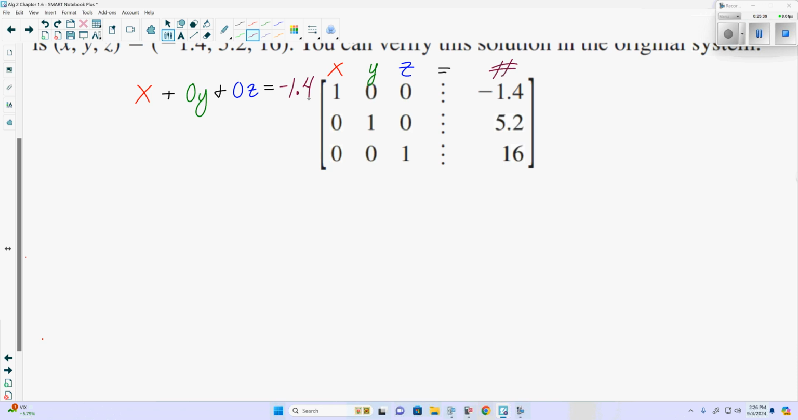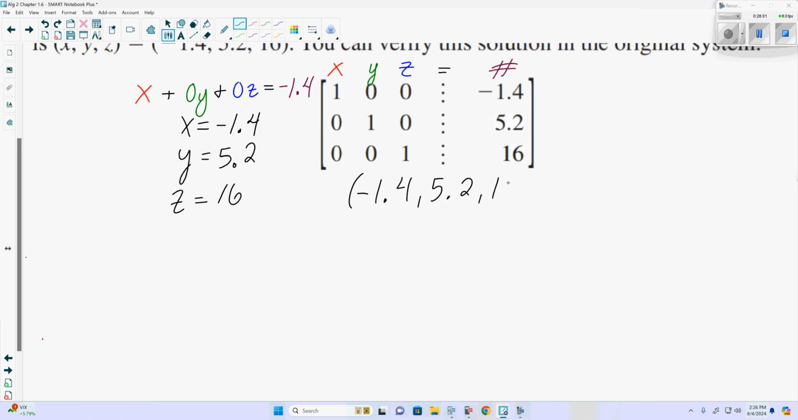Do we actually write an equation like that? No, we won't write the 0y, 0z. All this is saying is x is equal to negative 1.4. The second row is telling us y is equal to 5.2 and z is 16. So the solution for this here is negative 1.4, 5.2, and 16.